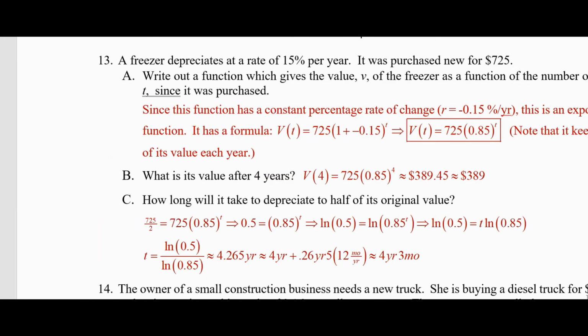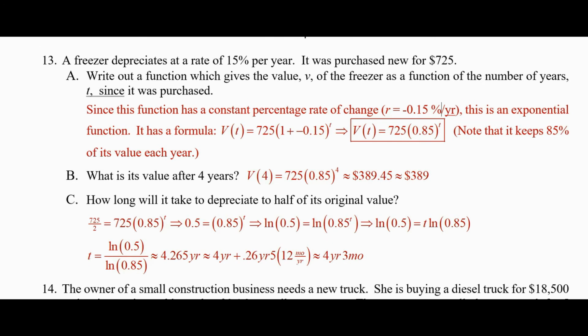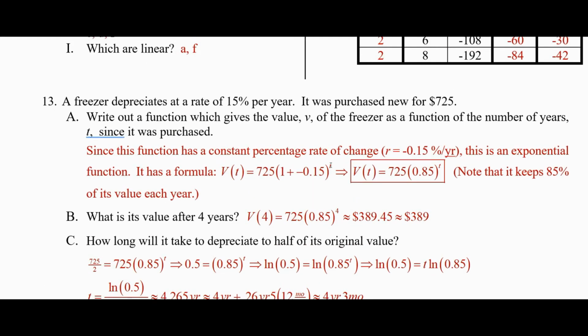Okay, a constant dollar change per year would be linear. Constant percentage change is exponential. So the formula is the amount is the initial amount times 1 plus the rate to the power of the number of years. So this is percent per year, and T is in years. 1 plus negative 0.15 is 0.85. So if you lose 15% each year, you keep 85%.